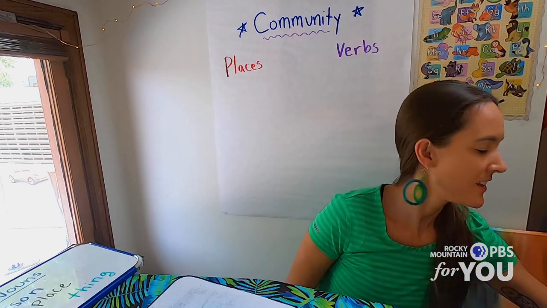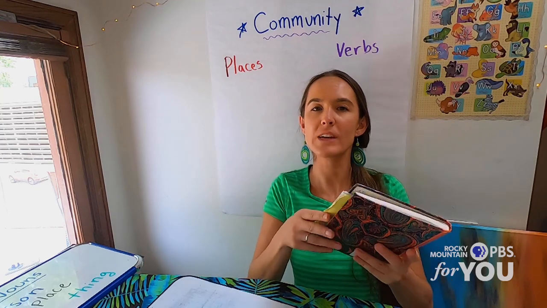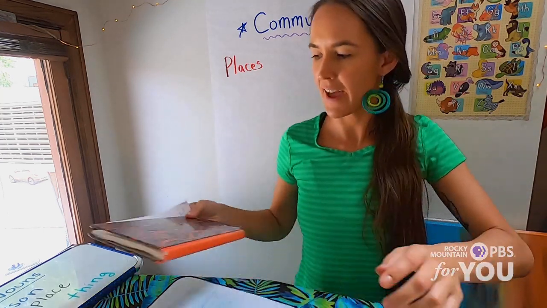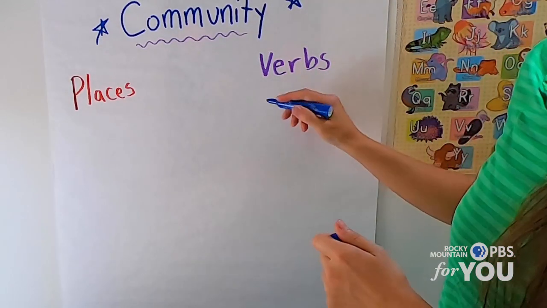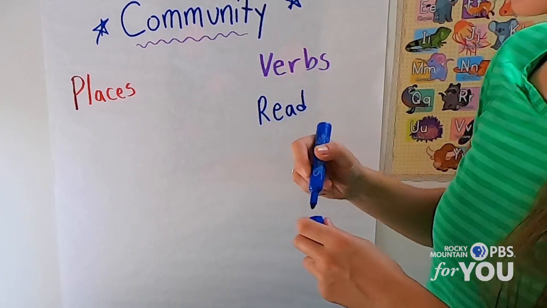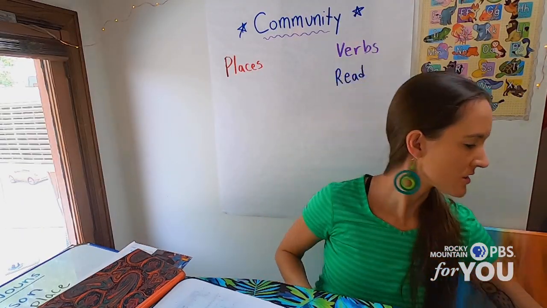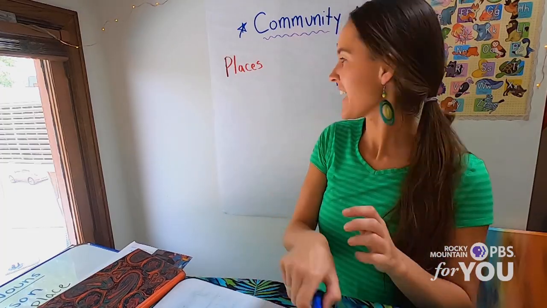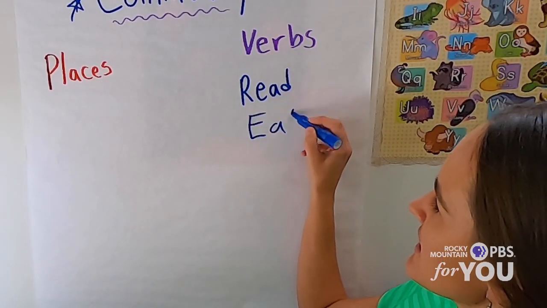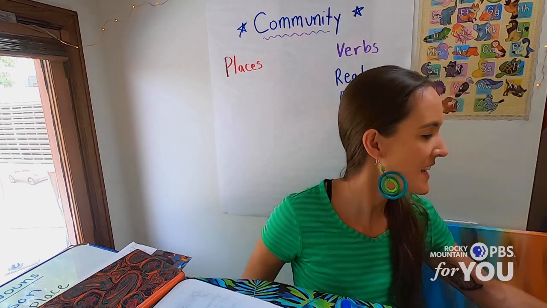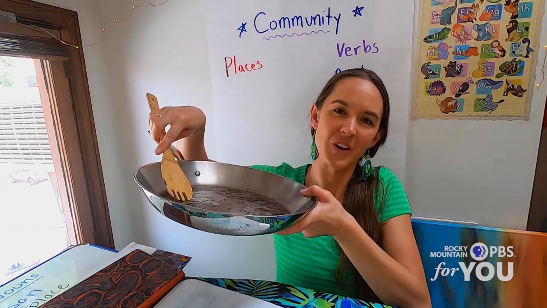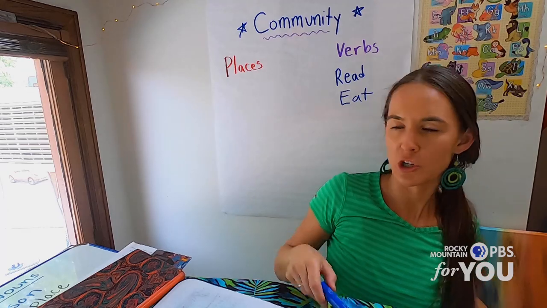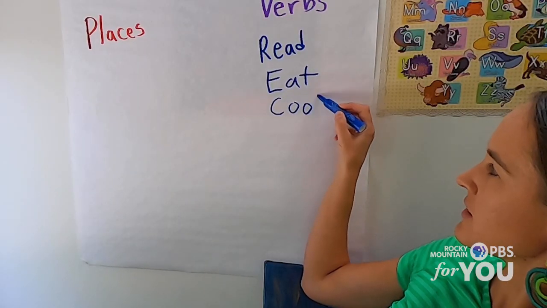One action word that I really like is reading. So let's add that to our list of verbs. Read. Here's some other action words. How about another favorite? Eating. Let's add that to our list of verbs. Eat. All right. What's another action that you do a lot? In order to eat, we have to cook. Okay. Let's add that to our list of verbs. Cook is an action. All right. Can you think of any other actions?